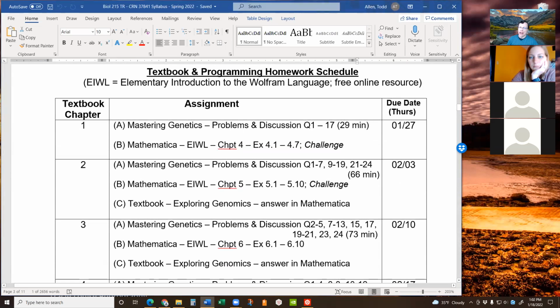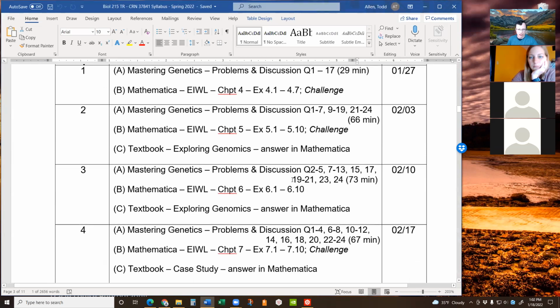And your actual homework from the textbook in Mastering Genetics, as well as programming work, is due on a Thursday. So lab work due on a Tuesday. Homework and programming due on a Thursday. That way we don't have everything getting shoved together on one day, and hopefully that makes it a little bit more reasonable to you. Okay, so gang, do you have any questions right now?